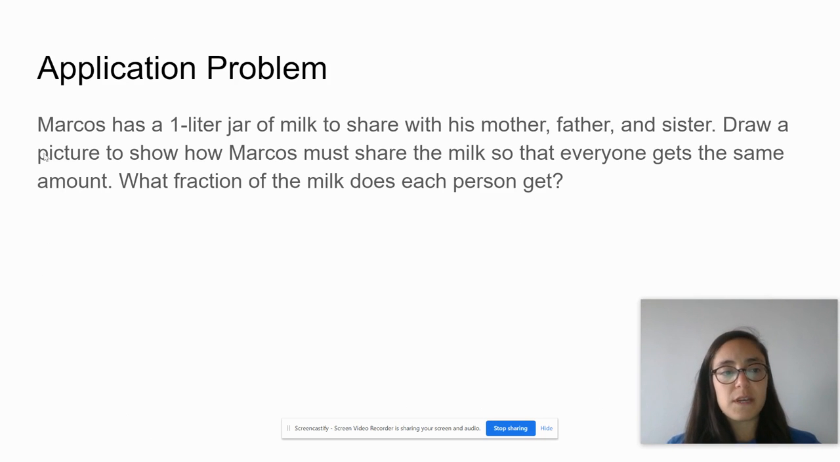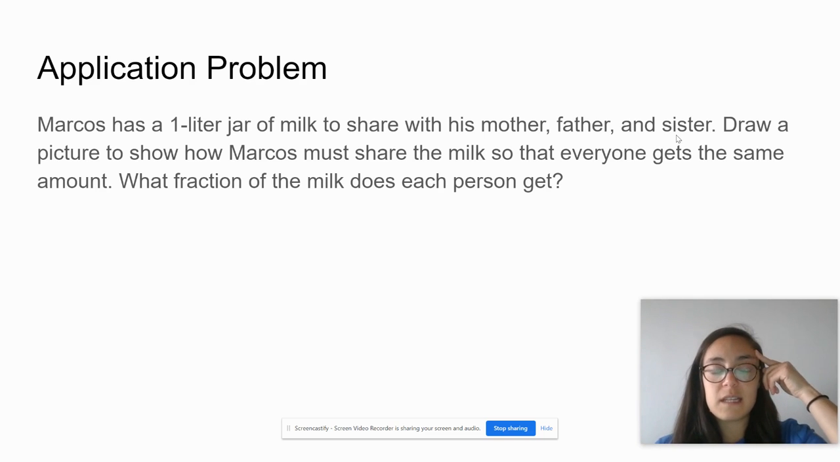So first things first, we are going to look at our application problem. So we know with our word problems, we always need to read, draw, and write, because without that, we're not going to be able to tell what's going to happen and what we need to answer throughout the problem. So first thing is we need to read it. So Marcos had 1 liter jar of milk to share with his mother, father, and sisters.